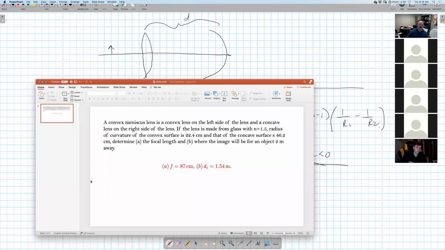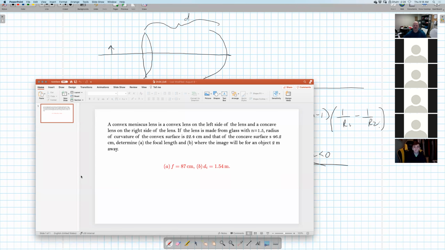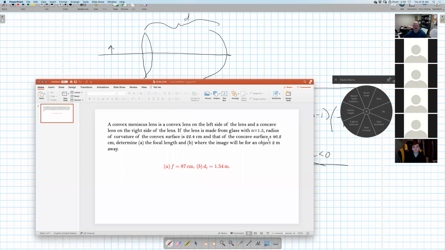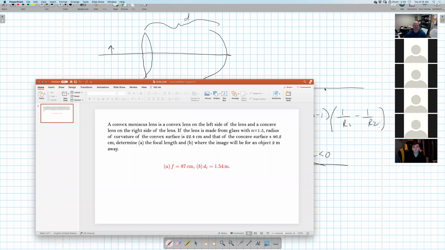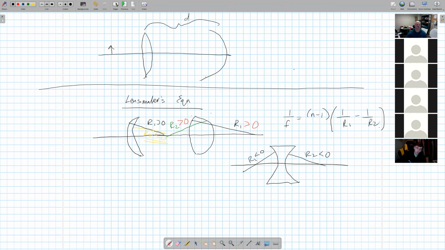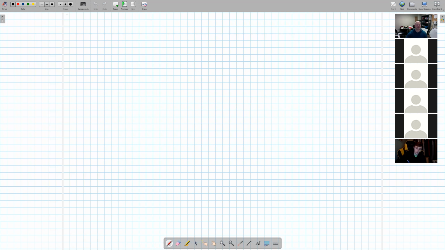So this one says we have a convex meniscus lens, which is a convex surface on the left-hand side of the lens and a concave surface on the right-hand side. Okay. So let's draw what that means. The left-hand side is convex, which means it's going to do this. Remember, convex means it points towards you. And the right-hand side, it says concave. Remember, concave just means we're going inside, so this thing is actually doing this. So this is my concave.